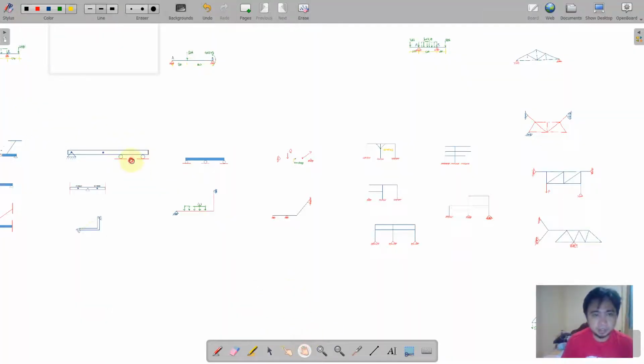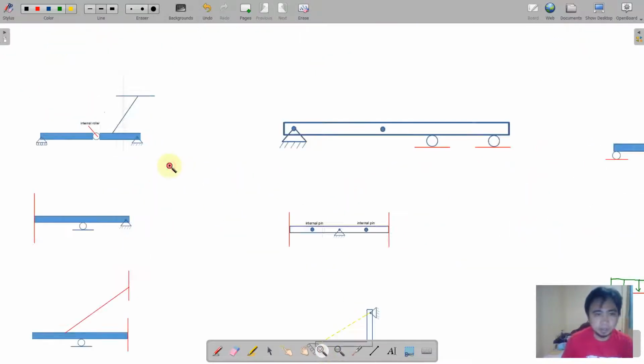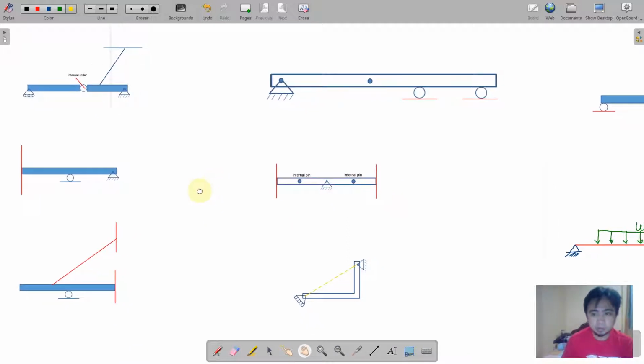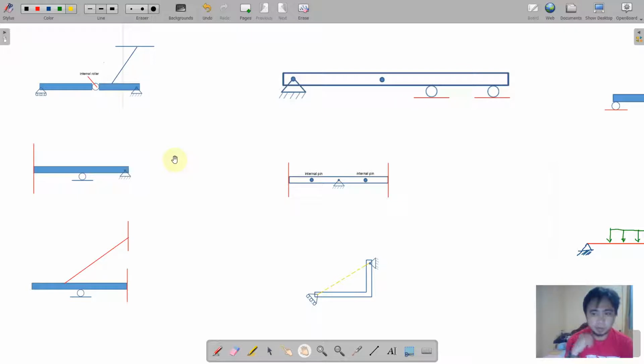So I'll discuss your previous quiz on determinacy and getting the reaction. We had already known the criteria on determining the determinacy of beams, frames, as well as the trusses.